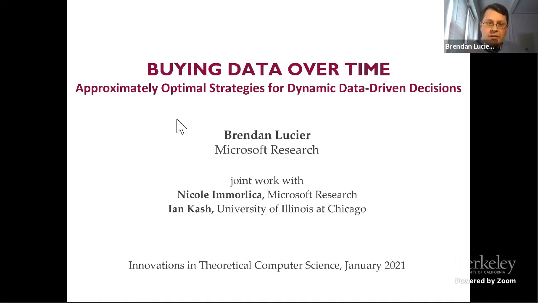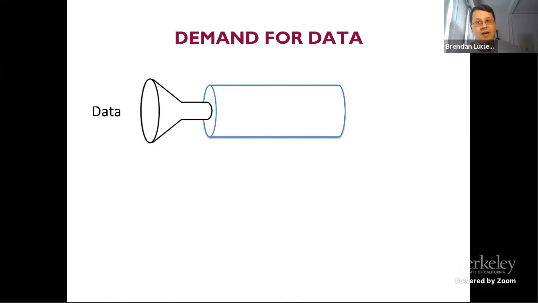Okay, so the starting point for this work was thinking about the demand for data, and in particular, the fact that we can increasingly think of data as an important input into a production pipeline. We have tech companies who've been investing in infrastructure where you basically put data into one end of a production system and products come out the other end, right? You put in more data, the quality of your products increases.